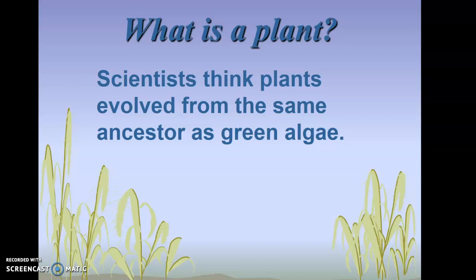Scientists think plants evolved from the same ancestor as green algae. So remember, we studied green algae when we learned about protists. Green algae is a protist. It can act like a plant because it's green, it has chlorophyll, it can do photosynthesis, but it's not a plant because it doesn't have roots and stems and leaves. Remember that green algae that was in my fish tank?